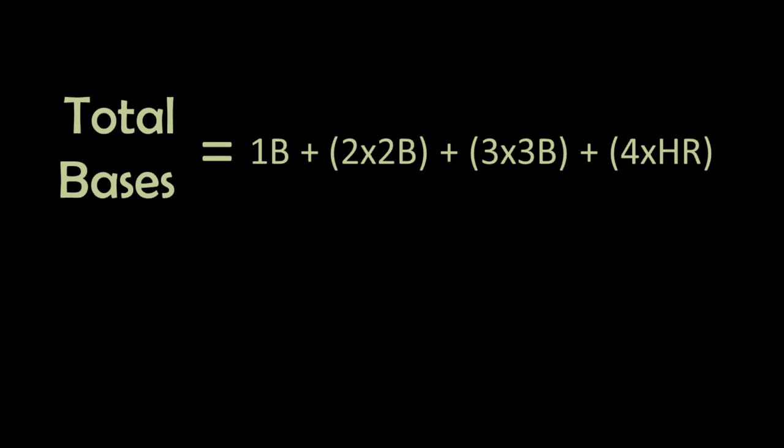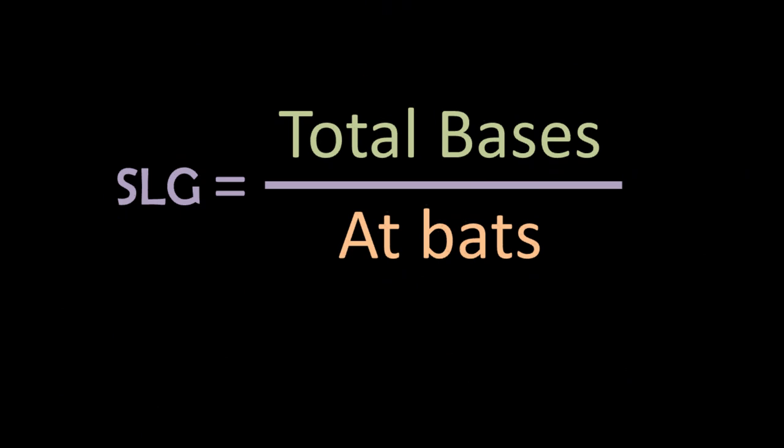Websites usually specifically list how many hits, doubles, triples, and home runs a player has, but rarely do they list singles in its own category. So what you can do is add up his number of extra base hits, subtract that from his total hits, and the answer will be his number of singles. And then we plug all those numbers into the total bases formula. So now that we've got our total bases, we can divide that by our player's number of at-bats, and Bob's your uncle, we've got our slugging percentage.